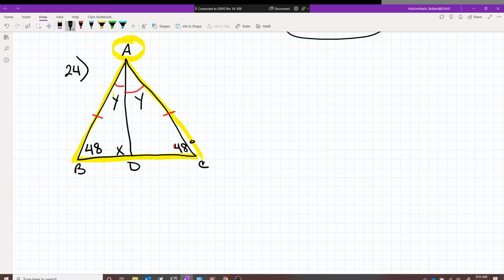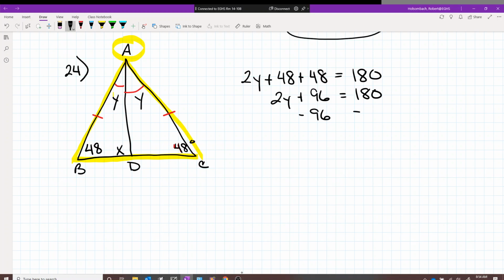So we've got two Y's plus a 48 plus another 48 that has to equal 180. So that's 2y plus 96 that equals 180. And you can subtract 96 from each side. So your 2y is going to equal 84 degrees. And then you can divide by 2. So your y is equal to 84 divided by 2, which is 42.